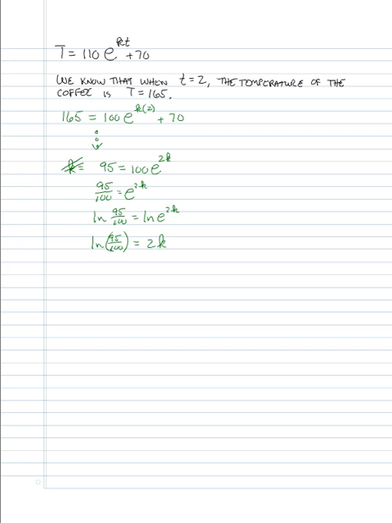2k. So k itself, what we're looking for, is the natural log of 95 over 110, divided by 2. And using my calculator, I get that to be approximately negative 0.073302. So finally, we have the model. All that was to just come up with the formula or the model. We know all the components of the model. And that is the temperature T is equal to 110 times e to the power k times t, where lowercase t is the time. So it's negative 0.073302 t, and then not part of the exponent, remember, is our plus 70.